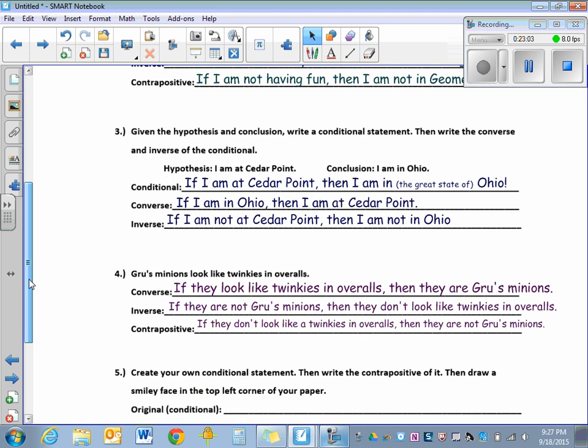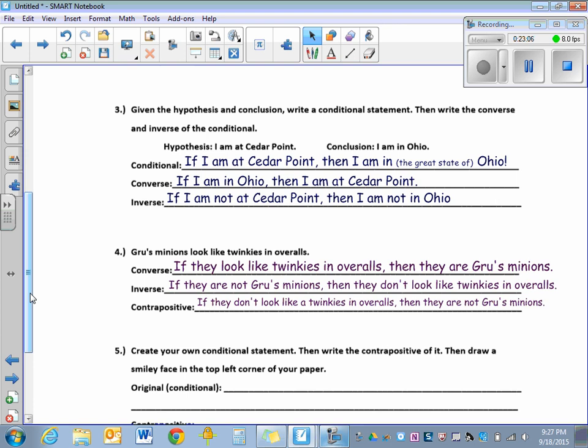Alright, then number 4. Gru's minions look like Twinkies in overalls. Alright, so our converse. If they look like Twinkies in overalls, then they are Gru's minions. Our inverse. If they are not Gru's minions, then they don't look like Twinkies in overalls. Contrapositive. Switch and negate. If they don't look like Twinkies in overalls, then they are not Gru's minions.